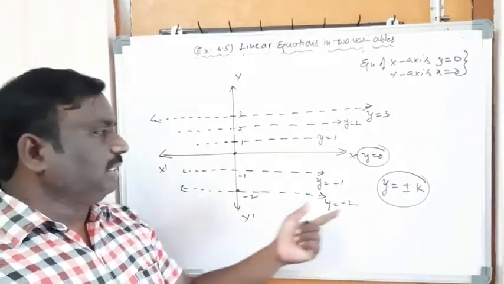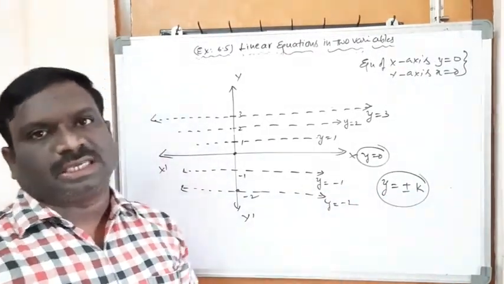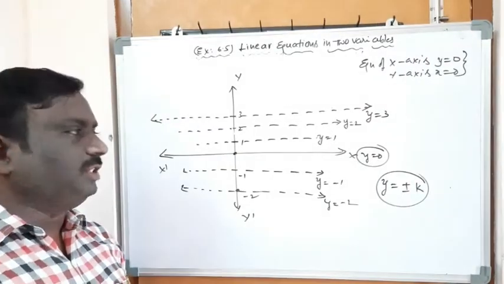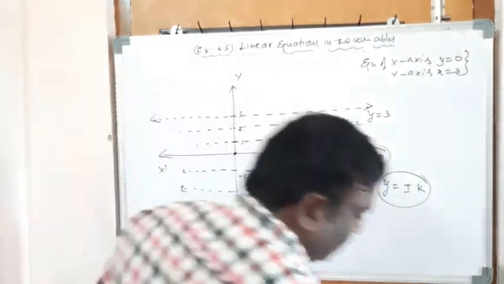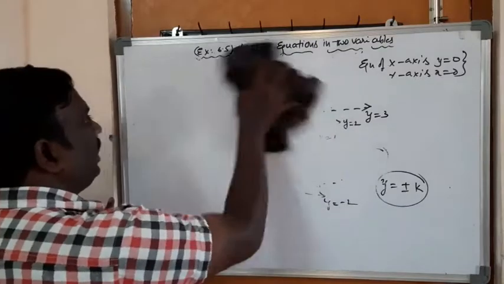So generally we can say that the equation of a line which is parallel to the x-axis is y equal to plus or minus k. Similarly, the equation of a line which is parallel to the y-axis is x equal to plus or minus k. Similarly, we can draw the diagrams like that.